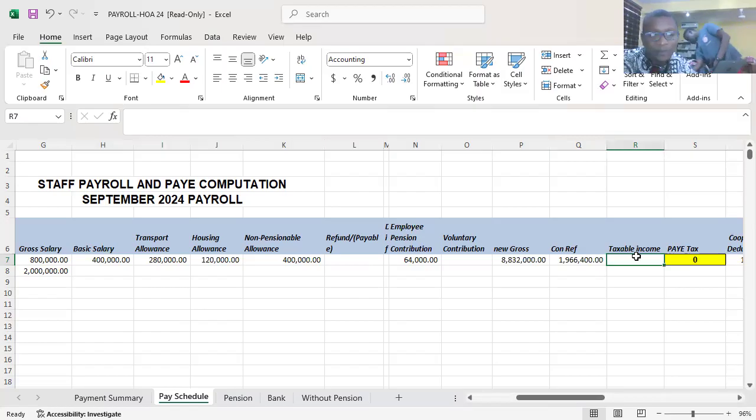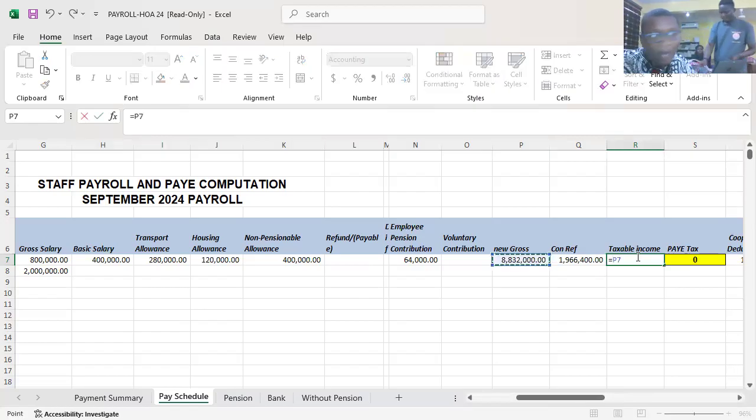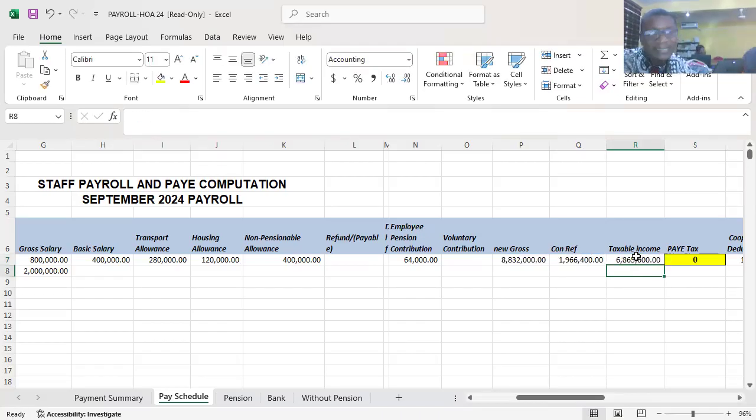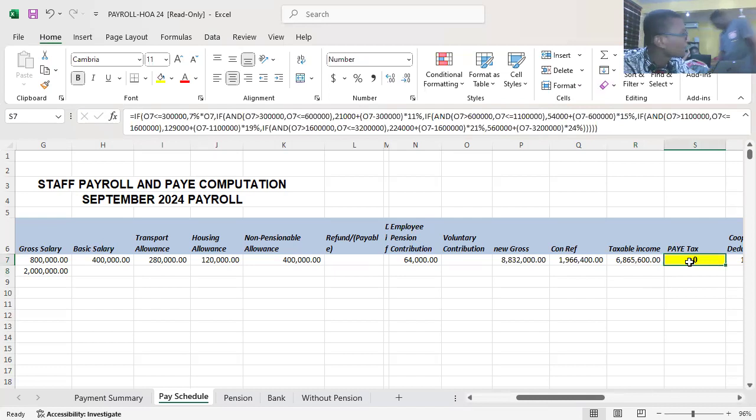So our taxable income will now be what? Will now be the new gross minus what? Minus relief. So what is taxable here is how much? Is 6,865. So this is where you are going to put your tax computation.